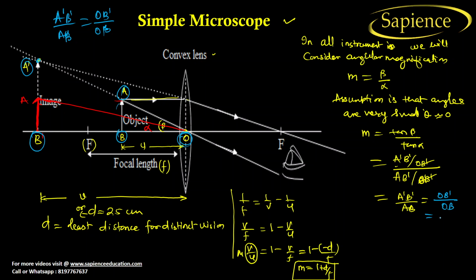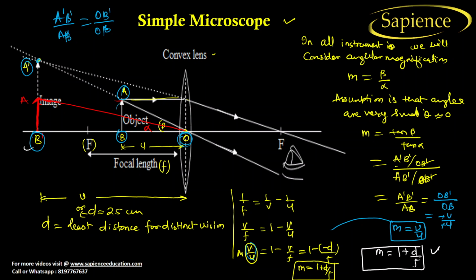Now what is OB'? OB' is the image distance, that is minus v, and OB is the object distance, that is minus u. So finally m is equal to v by u. That's why I have placed this magnification in place of this v by u. So finally what we have derived is that m is equal to 1 plus d by f. So this is our derivation. Whenever we face this type of situation, we will use this magnification expression. I hope you have understood this.